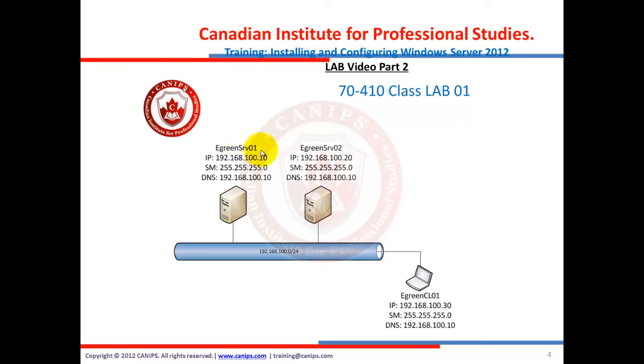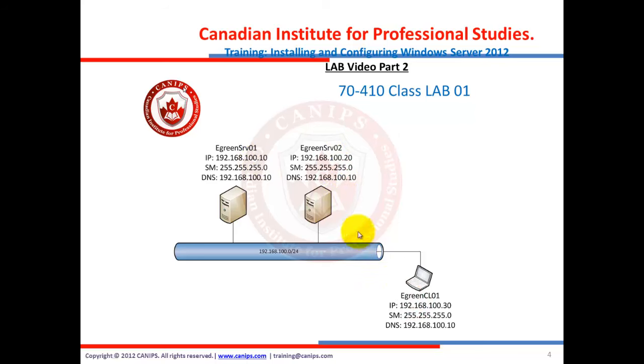The first server's IP address is 192.168.100.10. The subnet mask remains automatically 255.255.255.0, and DNS is 192.168.100.10 for the first server. So DNS is basically the same IP address as this server. The second server is 192.168.100.20 with the same subnet mask, and its DNS will be pointing to the first server's IP address. So DNS for all the servers and clients will be the first server.